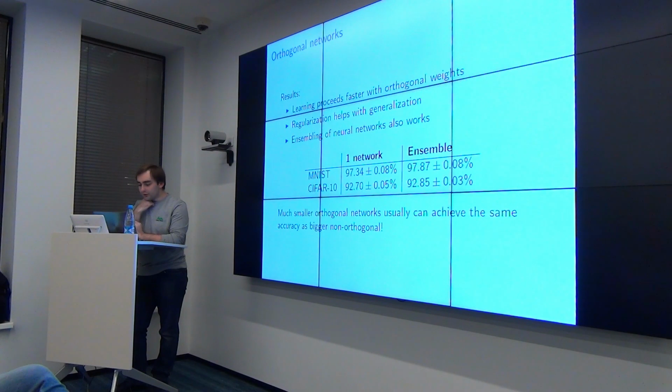It's the same for low-rank networks. However, we parameterize low-rank matrices using SVD. So for orthogonal networks, we get quite good results. Learning is faster with orthogonal weights. Due to additional regularization, we get better validation accuracy than the equivalent network with non-orthogonal weights. And ensembling also works, which proves that our method works. We get slightly better accuracy.